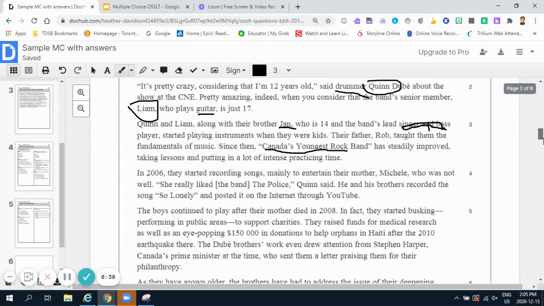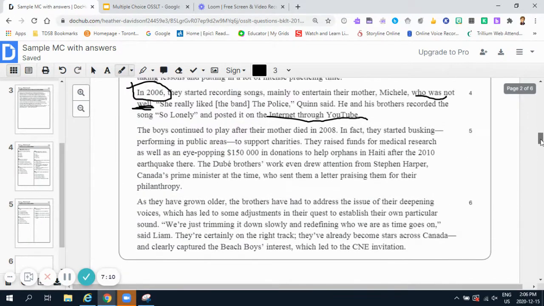In 2006, they started recording songs. So I'm going to circle that because it seems like it might matter. Mainly to entertain their mother, Michelle, who was not well. So that's interesting. There's a little bit of a detail about how they got started and what motivated them. "She really liked the band The Police," Quinn said. He and his brothers recorded the song So Lonely and posted it on the internet through YouTube. YouTube, where so much famous action happens, right?